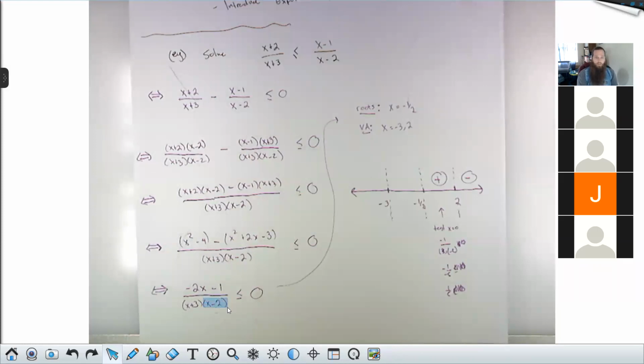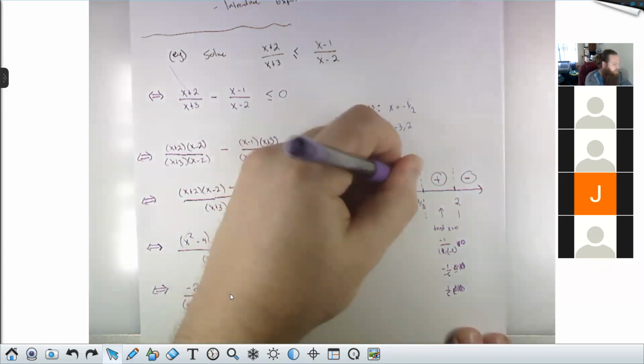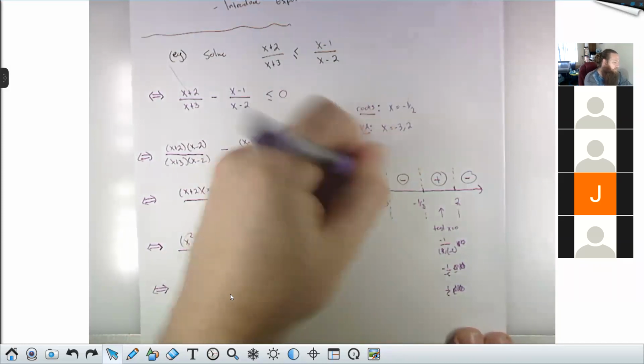Good. Yeah, the multiplicity of this factor right here, the x minus 2 factor, which is where that 2 on my number line came from, the multiplicity of that factor is 1. It's an odd multiplicity, so we'll change sign as we hop over him. In fact, these are all odd multiplicity. These are all multiplicity 1 factors. So we're going to change sign as we hop over each.